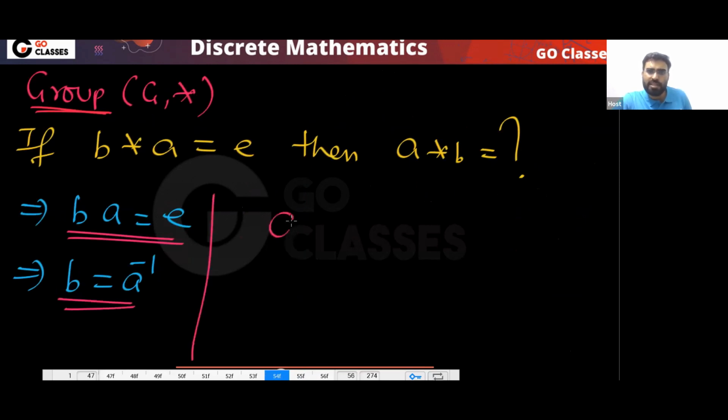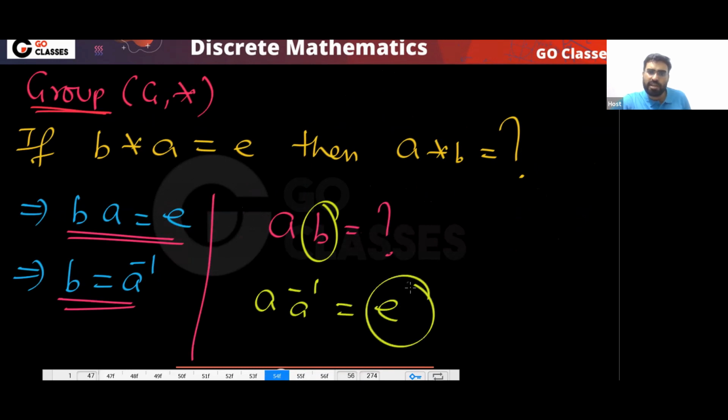Now what is A star B? Remember, B is equal to A inverse. So this is your A inverse, and A times A inverse is your identity element. So A star B will be the identity element.